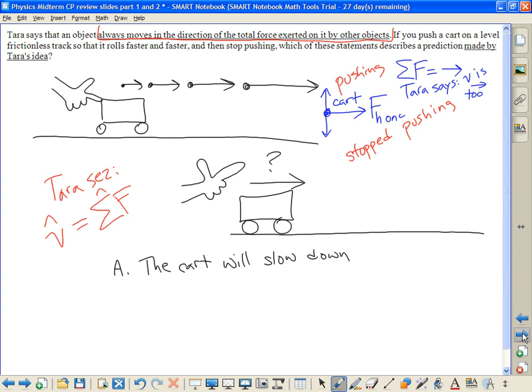First of all, okay, let's go back to our force diagram. It doesn't say that. Well, let's find out what's the total force on the cart after you stop pushing. 0. Right, because there's no longer any hand, and those vertical forces of earth and surface are balanced, so the total force exerted on the cart after you stop pushing is 0.